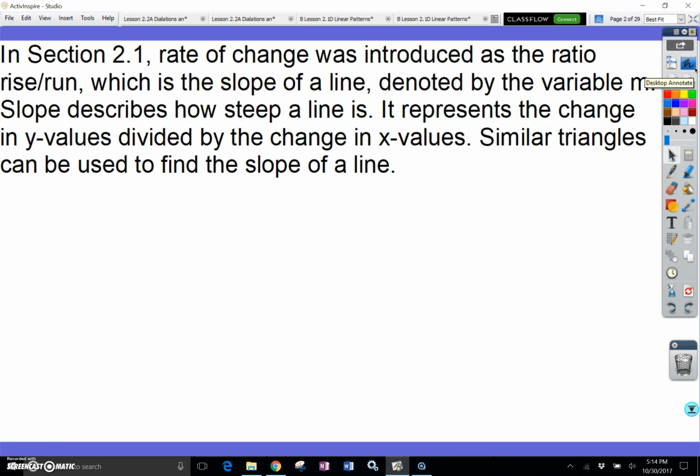It says in section 2.1, rate of change was the introduction to the ratio of rise over run, which is the slope of a line, denoted by the variable m. Slope describes how steep a line is. It represents the change in the y value divided by the change in the x value. Similar triangles can be used to find the slope of the line.